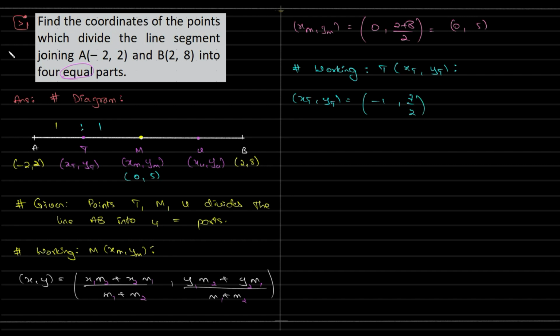We got this. And next, at last, we have working on U. X of U, comma Y of U is equal to, U is a midpoint between M and B. So the ratio is 1 is to 1 again. 0 plus 2 by 2, that's 1. 5 plus 8, that is 13 by 2. Right? And so this is your answer.